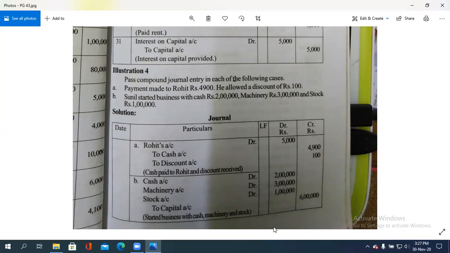And Sunil started business with cash 2 lakh, machinery 3 lakh and stock 1 lakh. So the compound journal entry is shown like this: Sunil is the person. So the first entry to be prepared is what? Cash account debit 2 lakh, machinery account debit 3 lakh, stock account debit 1 lakh, to capital account. So 6 lakh. So in that way, we need to pass the compound journal entry as well as the journal entry. So hope you understand today's class.